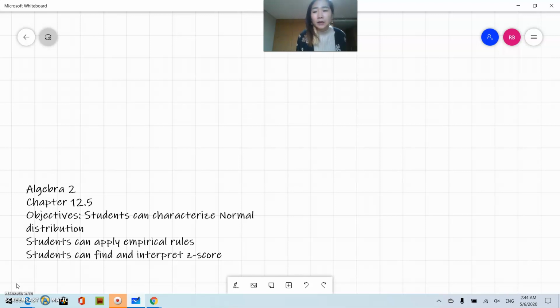In statistics, if you say normal, it means very specific things. So we're going to learn about what that is, and then we're going to talk about the empirical rules that only apply in this situation, and we are going to learn how to find and interpret z-scores.